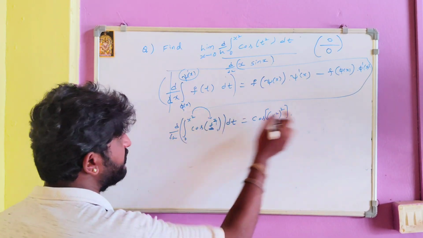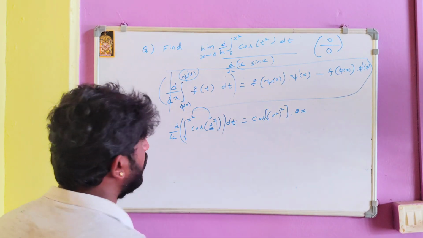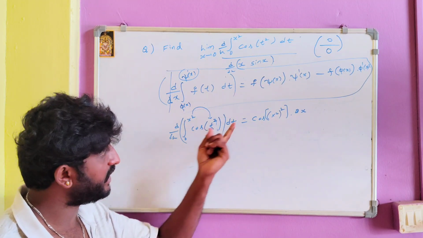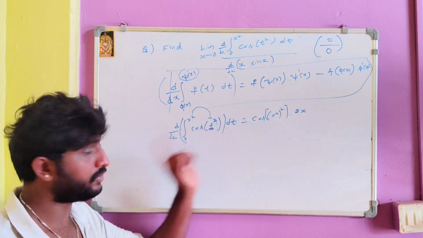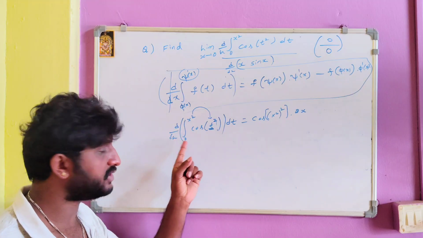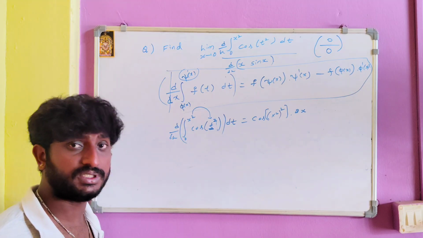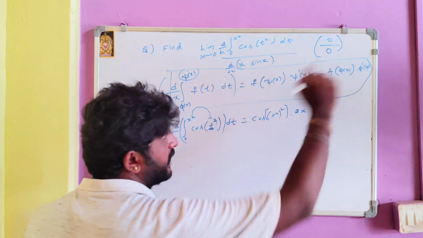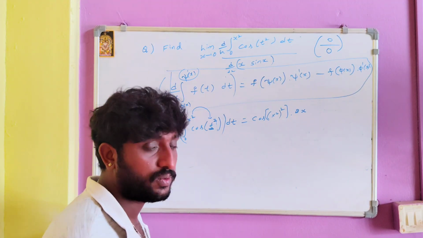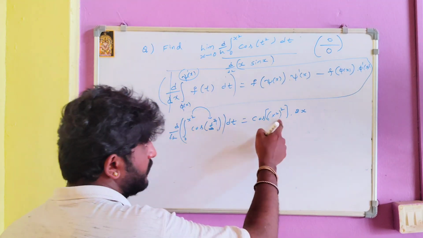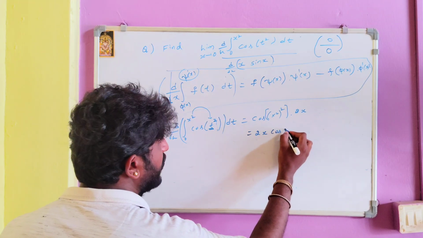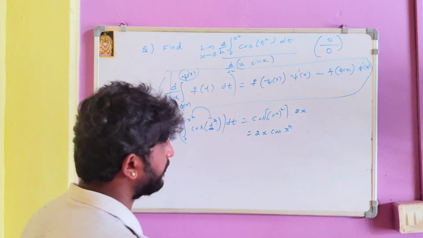Again x square differentiation is 2x. Here the lower limit is 0. In place of t you replace 0, and 0 is a constant, the differentiation of 0 is 0 only. That's why this complete term vanishes. No need to write. Simplify this, you get 2x cos of x raised to the power of 4.